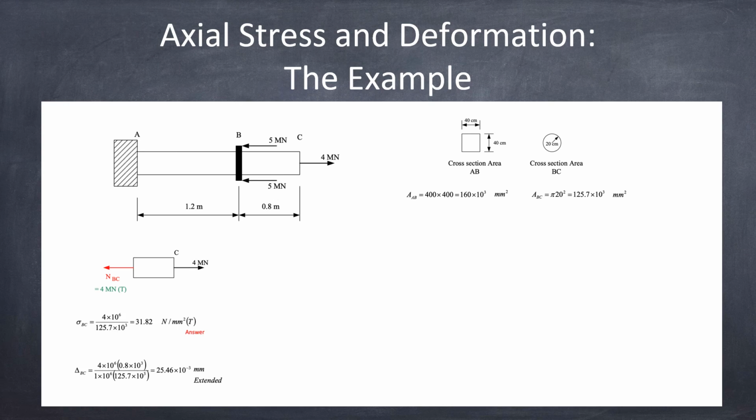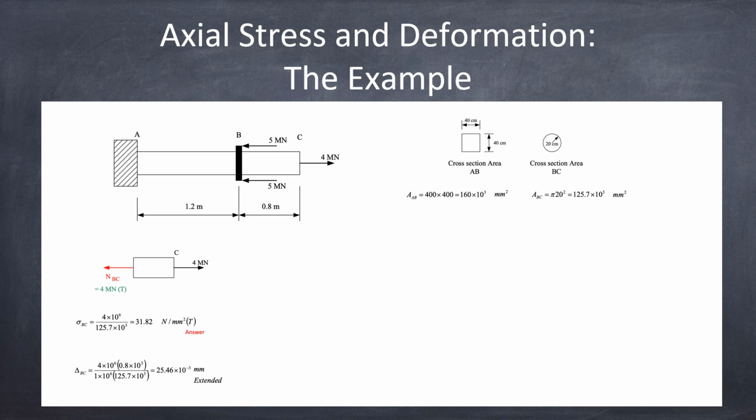We have the equation for sigma and for delta. So it's as simple as that. We just put the values into the equation, and for the stress, we can answer straight away. By the picture, you can see it is tension, according to the direction of the axial force.